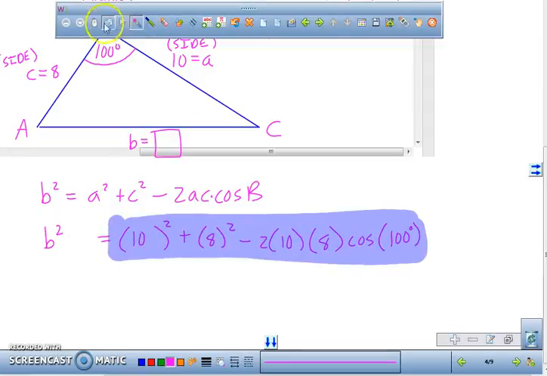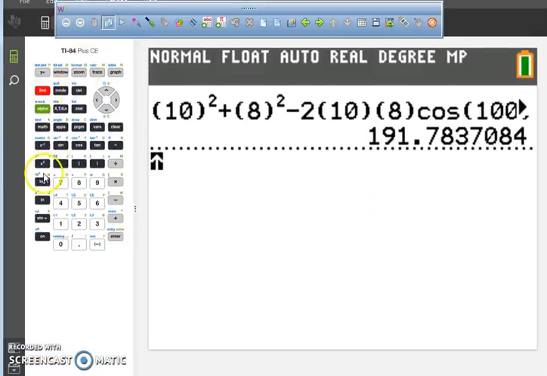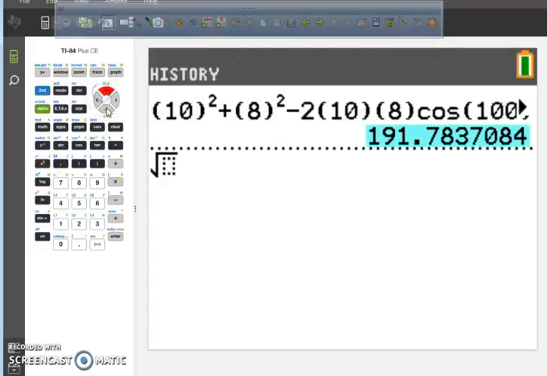Now this is where students mess up. They write this down as their answer, but that actually represents the b value that has been squared. So what's the last thing that we have to do? Take the square root. We've got to take the square root of this. So don't forget that step.